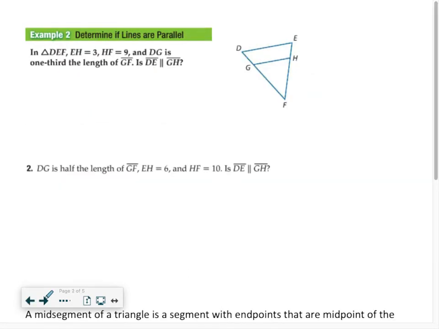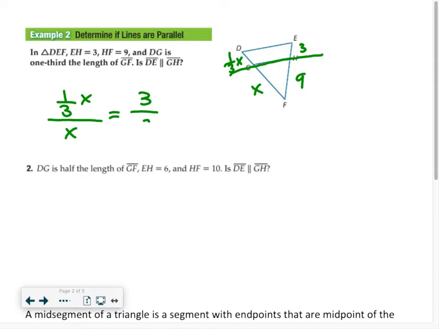And so example 2 here, determine if lines are parallel. So they give us some measures here. EH is 3, HF is 9, and DG is 1/3 the length of GF. So DG, well, what is GF? Well, GF is unknown, so let's just call it X. And then DG would be 1/3 of that. 1/3 of X. Okay, so are these equal? Are these pieces equal? Is 1/3 X over X equal to 3 over 9?